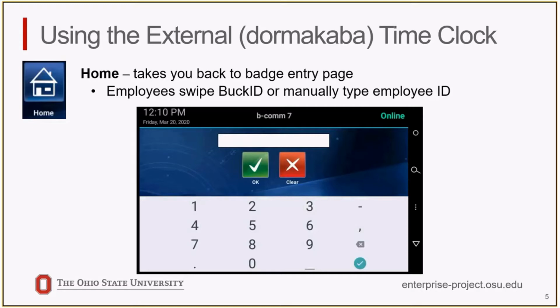Employees will swipe their Buck ID or manually type their employee ID to start their shift. The picture at the top left of the screen with the house icon is the home button. This is displayed on every screen. An employee can push the home button at any time to be brought back to the home screen where they will need to swipe or type their employee ID again.